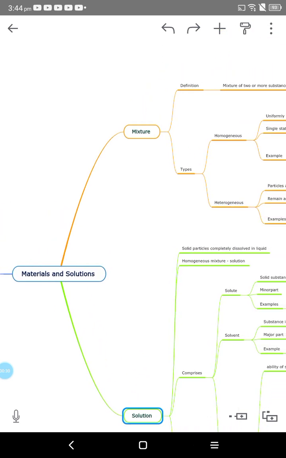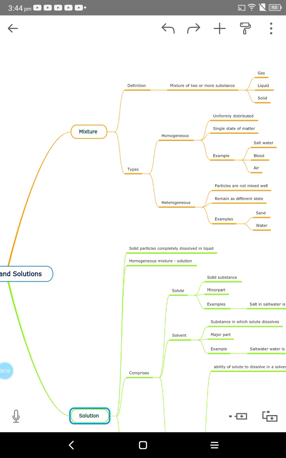The definition of mixture: a mixture is made up of two or more substances. The states are gas, liquid, and solid. The types of mixture are homogeneous and heterogeneous. In homogeneous mixtures, the particles are uniformly distributed and they remain as a single state of matter. Example: salt water, blood, and air.